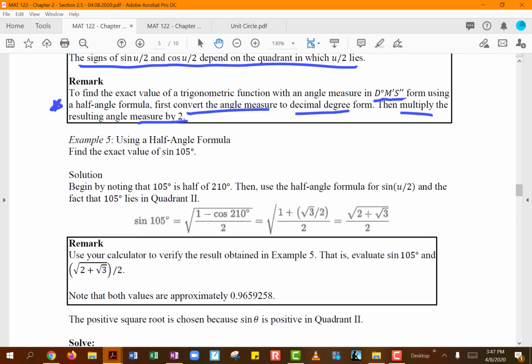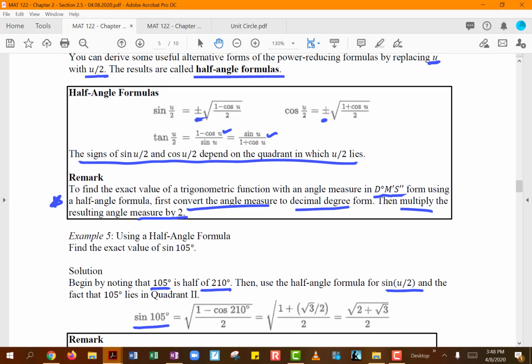Okay, so let's see how we can use these half angle formulas. They're asking us to find the exact value of sine of 105 degrees. So they are saying 105 degrees is half of 210 degrees, or you can think of 210 degrees as double the 105. Using the half angle formula for sine of u over 2, you can rewrite this as sine of 105. You can see how here you have sine of u over 2, but this is just sine of u.